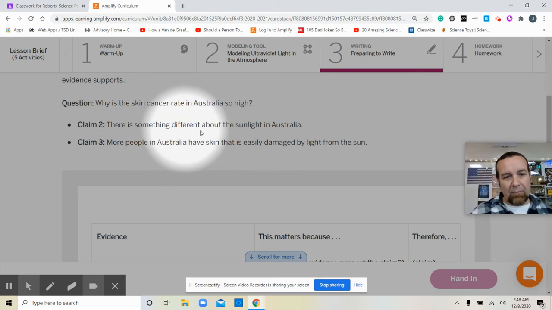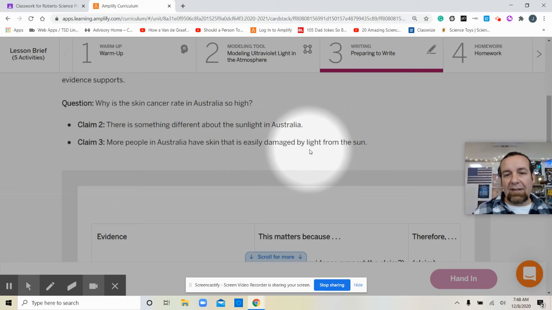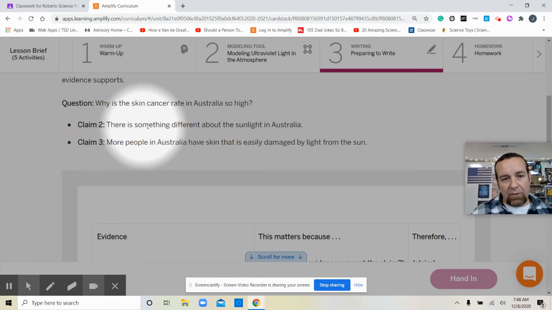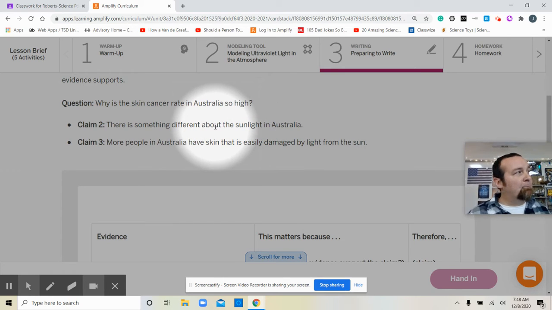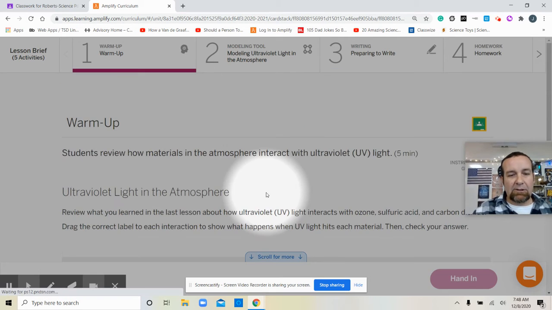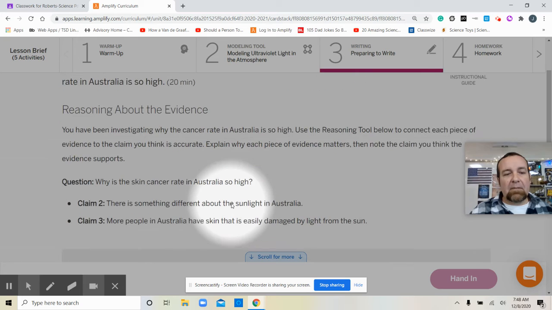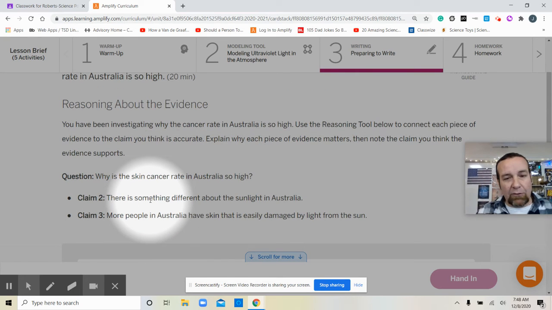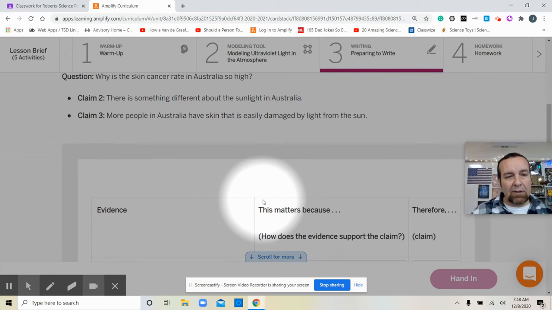Claim 2: there is something different about the sunlight in Australia. Claim 3: more people in Australia have skin that is easily damaged by light from the sun. Claim 2 might be a little confusing. There's something different about this sunlight. I think what that's really alluding to is the sunlight after it goes through the atmosphere and all of those particles, by the time it actually reaches people here on the surface. I think we have enough evidence so far that supports that.